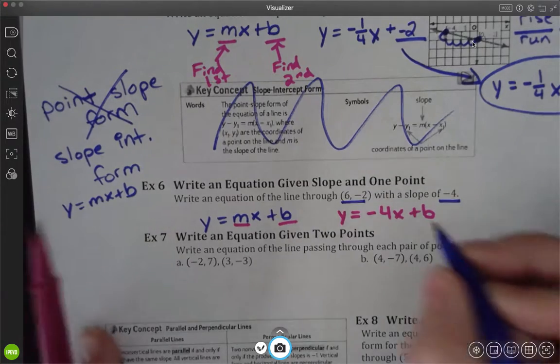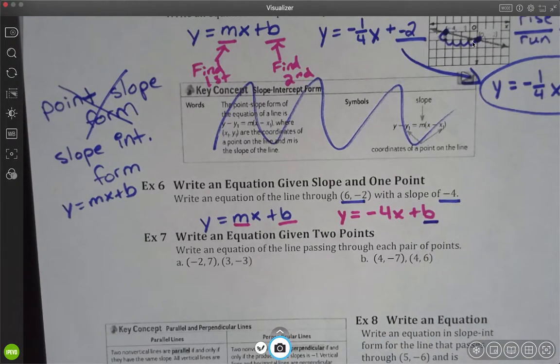Now I'm at this step, and I want to find what b is. How do I find what b is? No, we don't want to graph. You gotta sub them in. I have an x and a y to plug in for x and y, and then I just have b. I can plug 6 and negative 2 in for x and y and just have b.